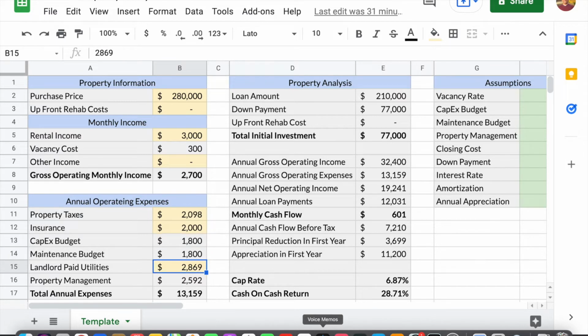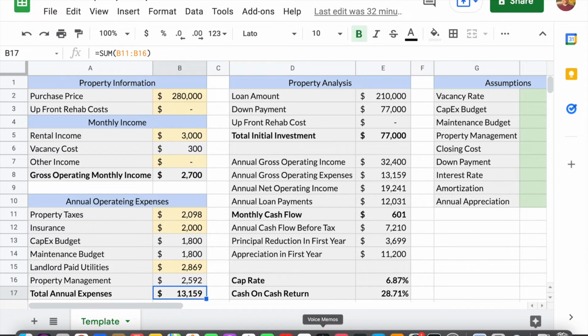The next cost item is the landlord paid utilities, which is entered manually in cell B15. Many lease contracts include certain utilities to be paid by the landlord. It's important to know which utilities are going to be on you as the new owner so that you can take them into account when calculating the returns. Cell B16 is the property management fees if you are planning to hire a third-party person or company to manage the property for you. Here, the property management fee is assumed to be 8% of total rental income. The last row on the left-hand side column shows the total annual expenses.